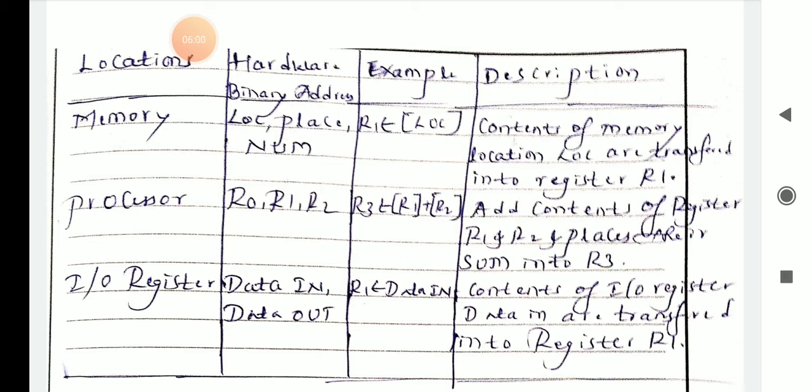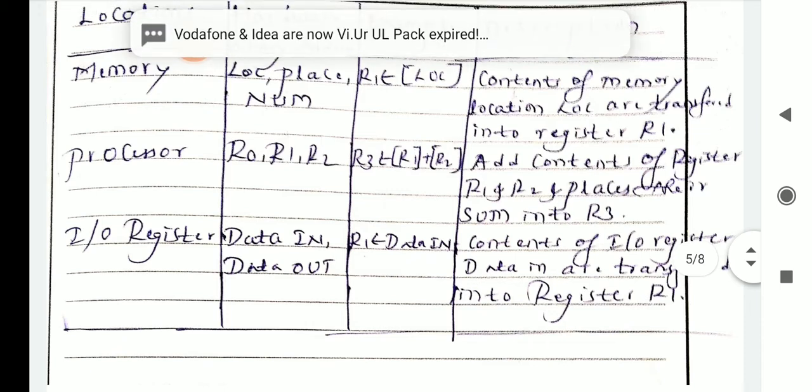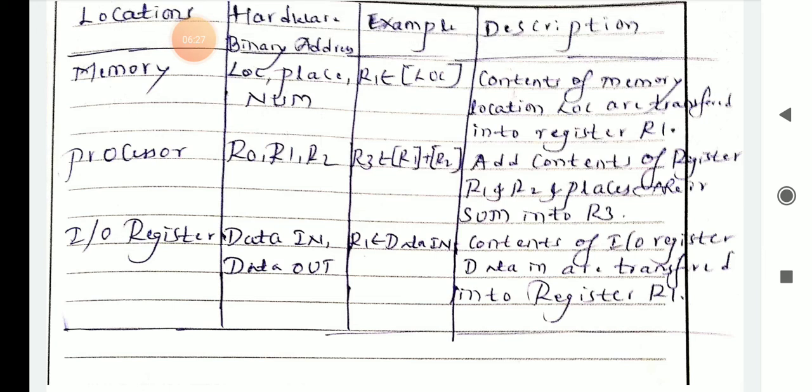Example: R1 <- [LOC], so the contents of that location should go into the R1 register. Description: contents of the memory location are transferred into register R1. R1 stands for register, LOC stands for location. Second one, processor: R0, R1, R2. In the example, R3 <- [R1] + [R2]. Add the contents of registers R1 and R2 and place their sum into R3. The plus indicates the sum goes into R3.